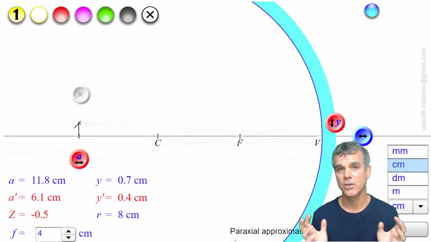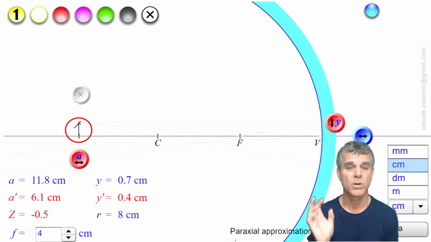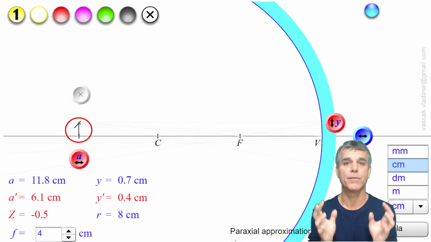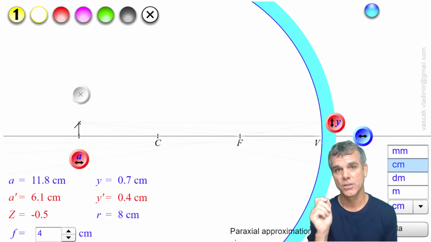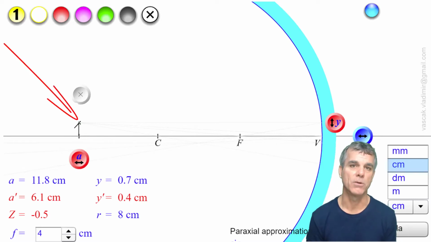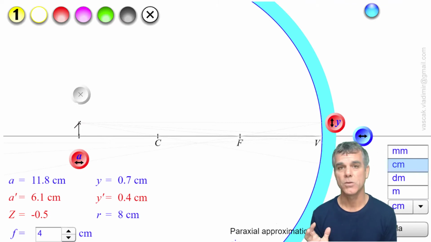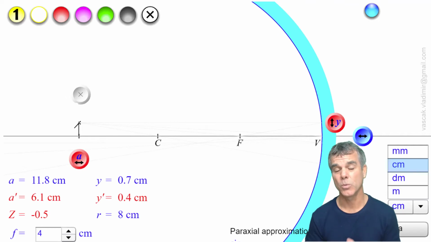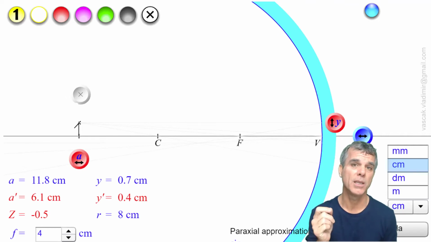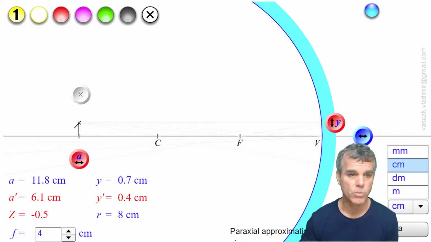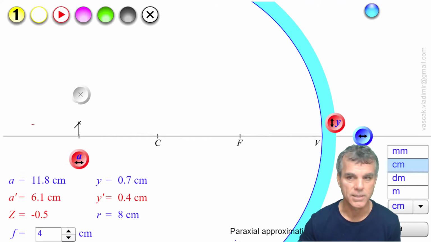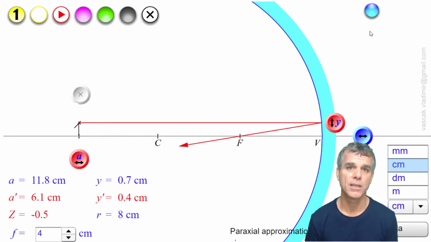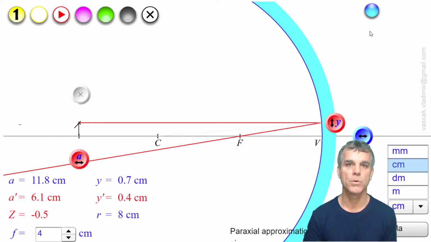Now the object you usually draw as an arrow regardless of whatever the object is, and you always draw the 4 principal rays starting from the top of the arrow. And what you're looking for is where do these 4 principal rays intersect. The point where they intersect is going to be the image location. So ray 1, if you recall, is a ray coming in parallel to the central axis after hitting the mirror will reflect through the focal point.